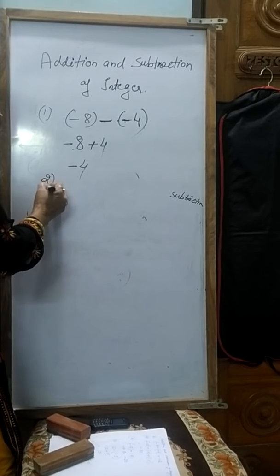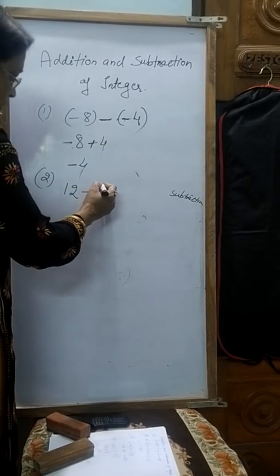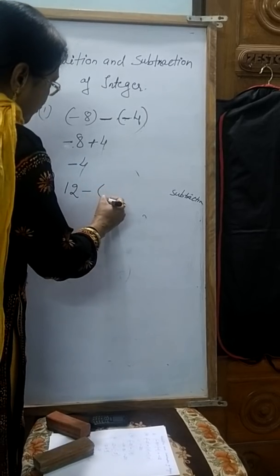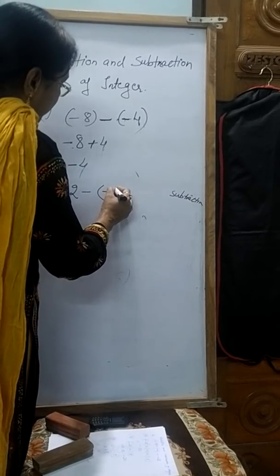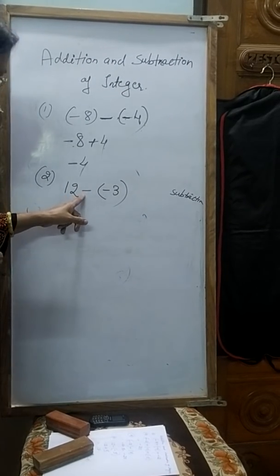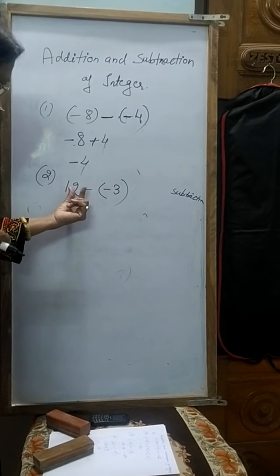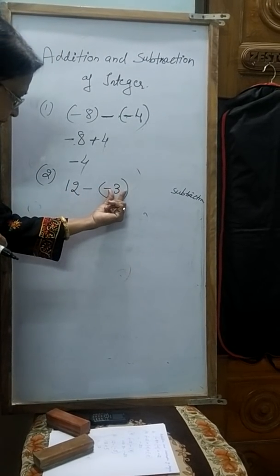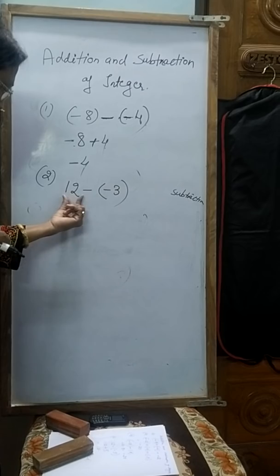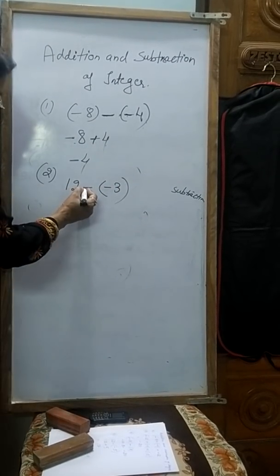Second question. 12 minus of -3. ये जो 12 है, 12 में से तुम्हें actually you want to subtract -3. 12 में से -3 को सब्सट्रैक्ट करना है.